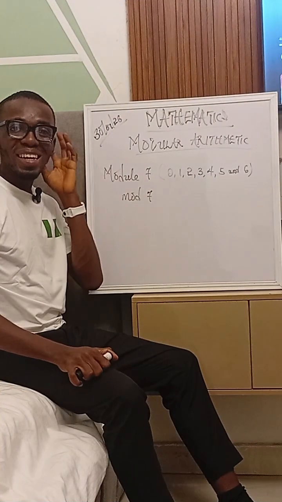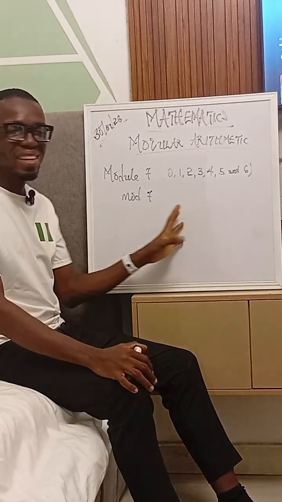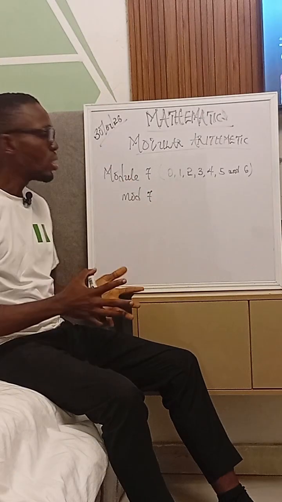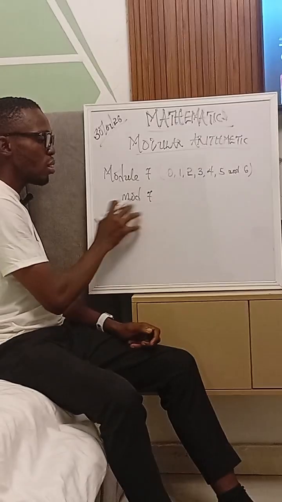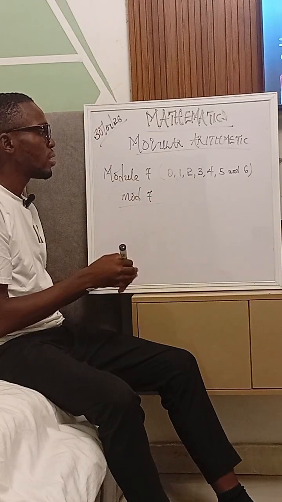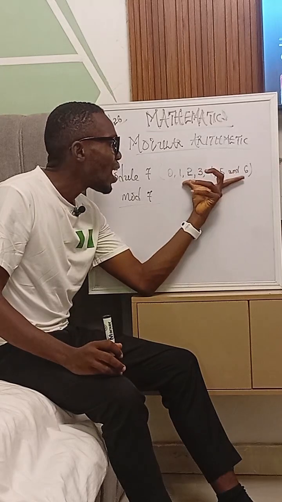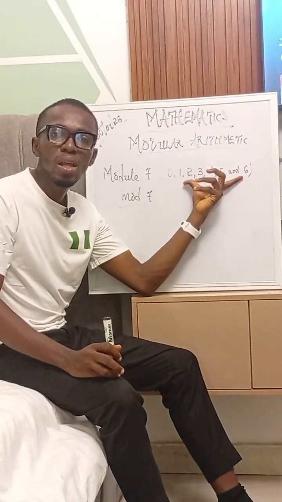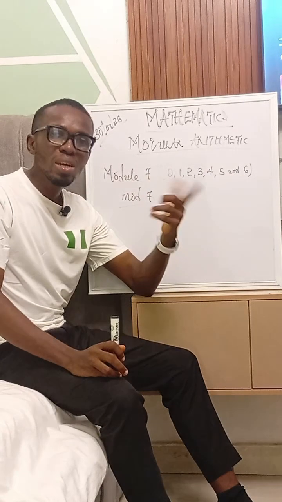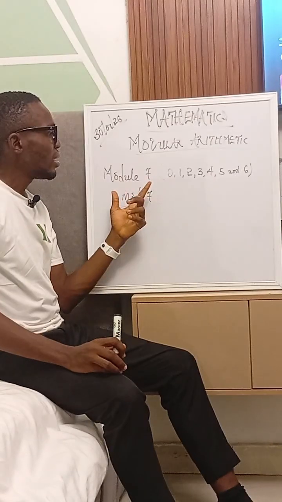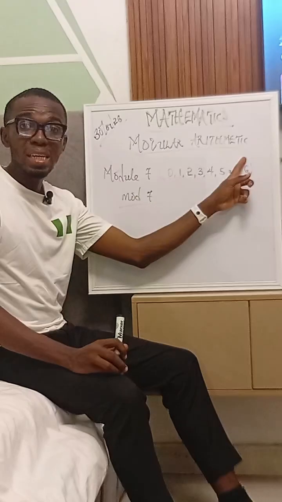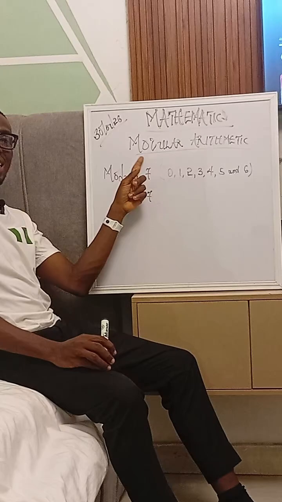Now, having defined what modular arithmetic is, let's move to the next thing. Look at the next thing I've written here. This has to do with the set of residues. A particular mode, for instance modulo 7, is in most times written as mod 7, the short form of writing it. All of these numbers here are referred to as the set of residues. In every mod, the highest number in the set is 1 less than that particular mod.